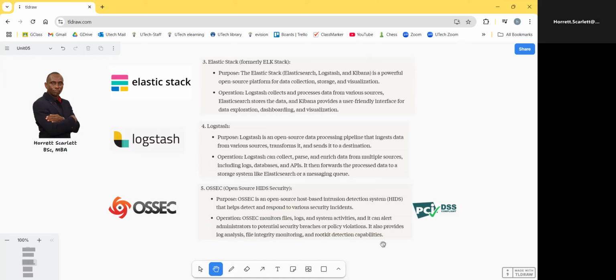Another thing to note is that it is PCI compliant. And when we talk about PCI, we're talking about the payment card industry. So there are certain policies that need to be put in place to ensure that when we're dealing with payments, the payments are held secure, and OSSEC has indicated that they are compliant in this regard.